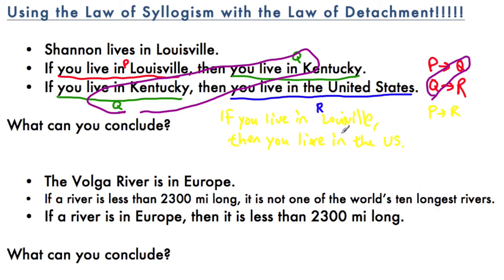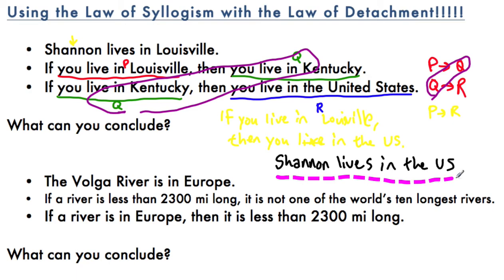Okay, but that's not our final conclusion. Don't forget, we're told that Shannon lives in Louisville. So, using the law of detachment, Shannon lives in Louisville. Anyone who lives in Louisville also lives in the US. So therefore, Shannon lives in the US. Okay, so that's our final conclusion using both the law of syllogism and the law of detachment.